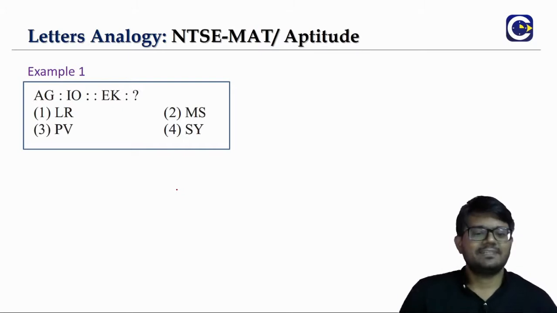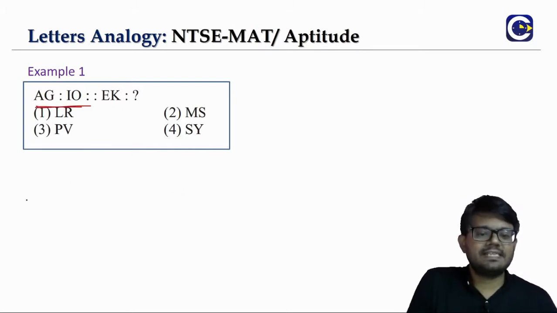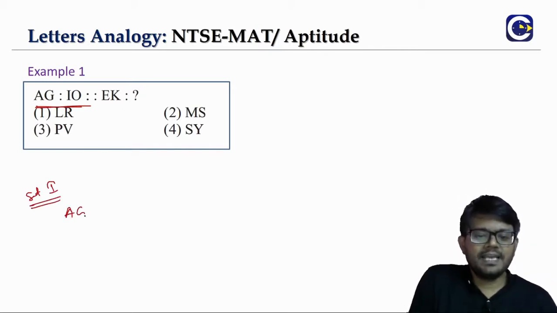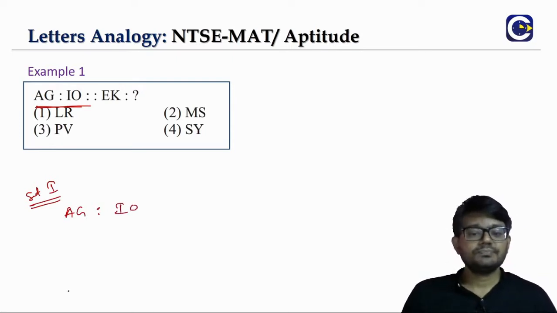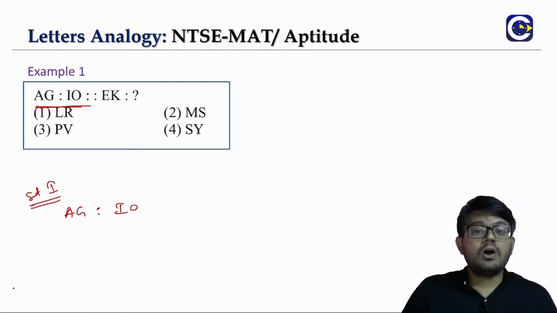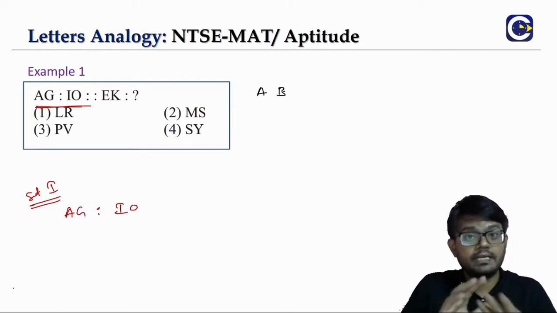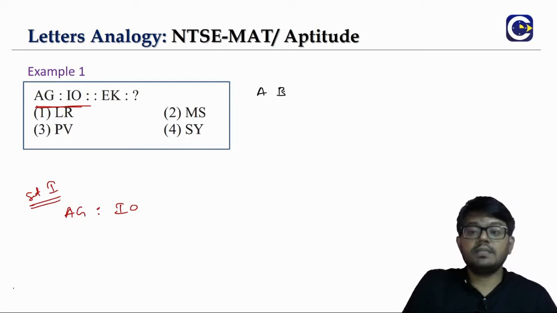Okay, so we'll start. We have set 1, always the same procedure. Set 1 is AG, a sequence of 2 letters, and IO. We have to find the relation. Remember what we said: most of the time the relation will be in the order of the letters. For the benefit of those students who are not very comfortable, I am writing the entire sequence of letters: A, B, then C, D, E, F, G, H, I.